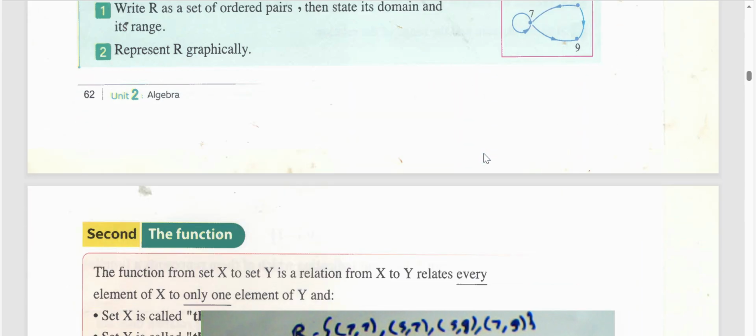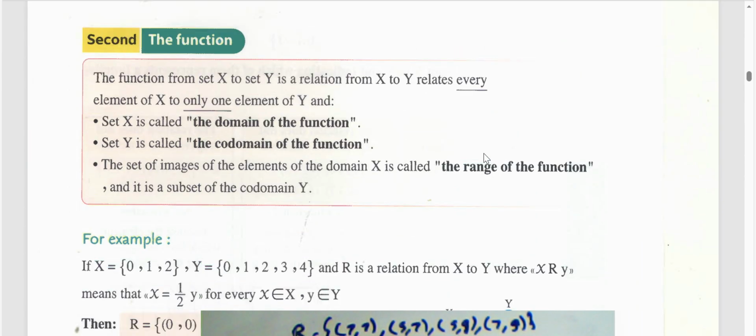Okay. Next, the function. A function we can write in the form of sets also, but we have a rule: each element has only one image in Y. The function from set X to set Y is a relation from X to Y where every element in X has only one image in Y.